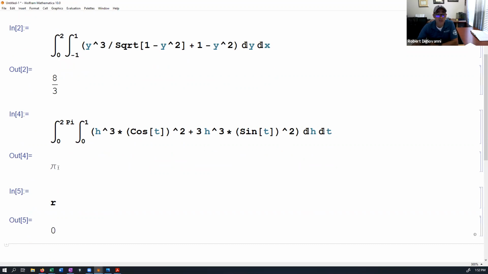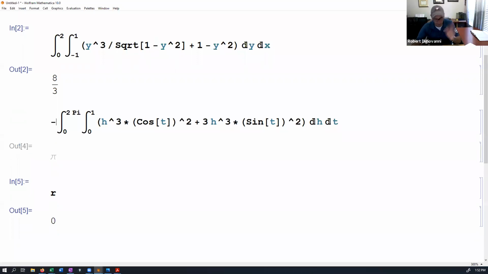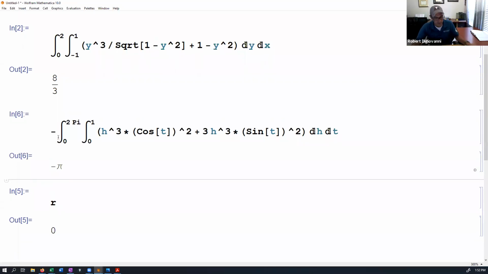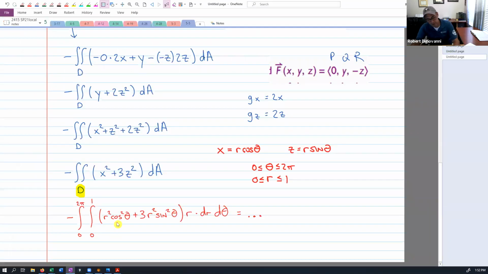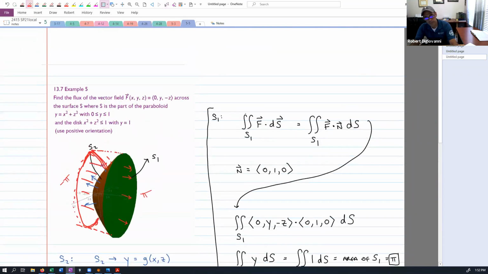So our answer should be pi. No negative? Oh, did I forget the negative value? Sorry. The integral's answer is pi, right? So now we come over here, and this will be equal to negative pi. We just have pi minus pi. So the flux out of the green side gave us pi, and the flux out the backside gave you negative pi. And so the total flux, the answer to this problem over the whole surface, is 0.